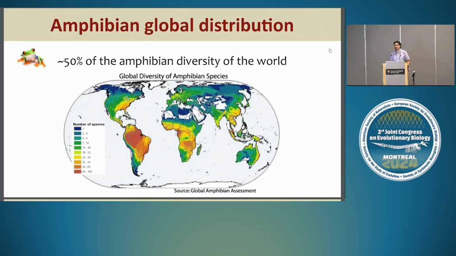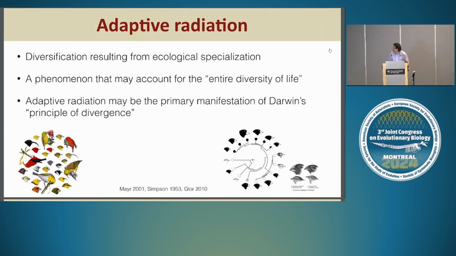Most of the amphibian diversity is found in the American tropical region. About 50% of all amphibians are found in the American tropics. Paradoxically, it is precisely in this region where we have the least information about the factors that are driving diversification. And some authors have proposed that one mechanism that can explain this variation in patterns of diversification of species richness across the globe could be adaptive radiation.